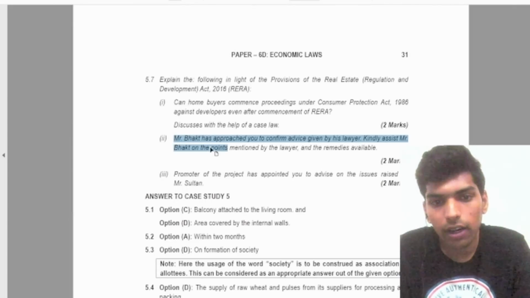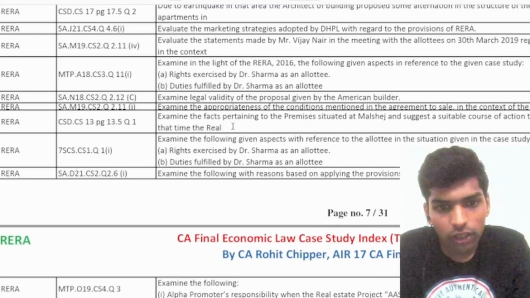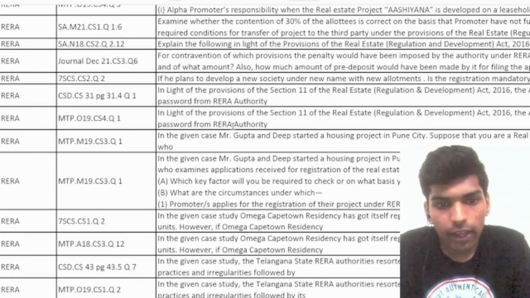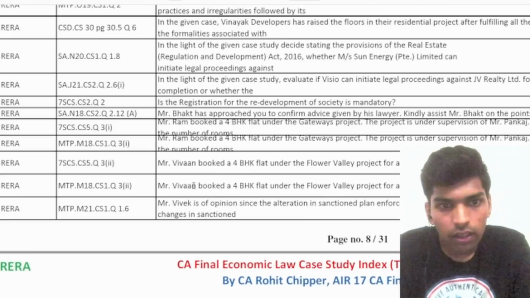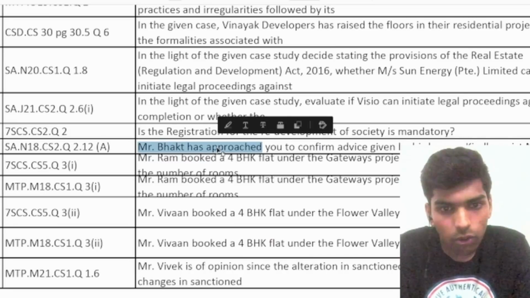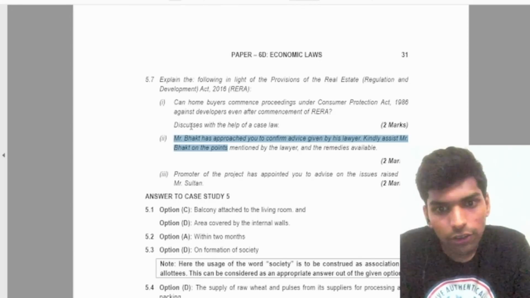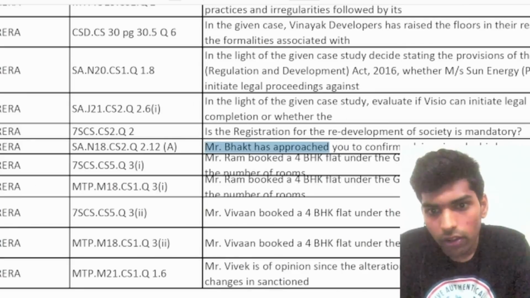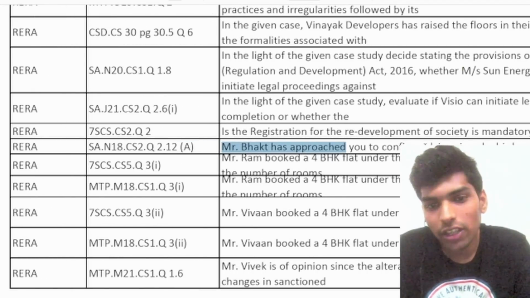It says Mr. Bhakt has approached you. Now I'm going again to this index. I will search for the word am. It is in alphabetical order, so I will search for it, and now I can see the word am. Mr. Bhakt has approached you. So here I can see that these are exactly matching with my question here. Due to advice given by his lawyer, kindly assist Mr. Bhakt. So I find that this question is exactly matching.